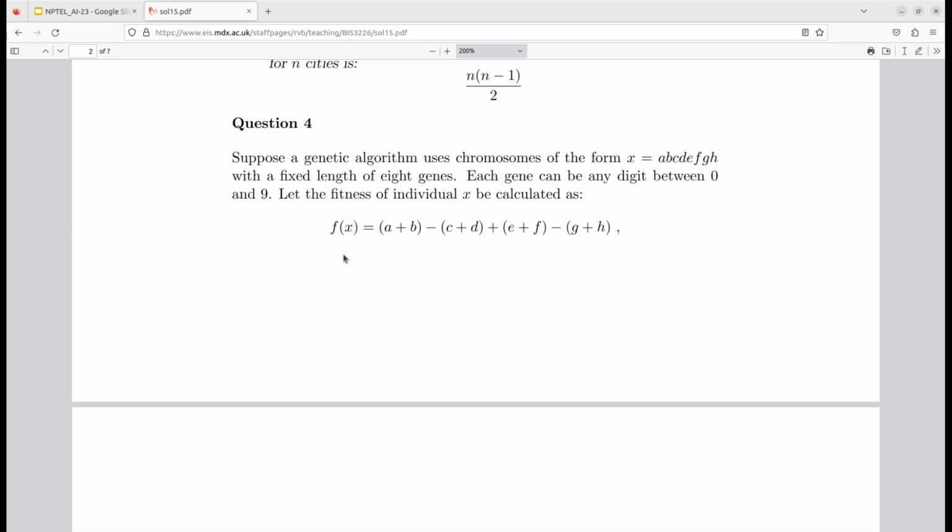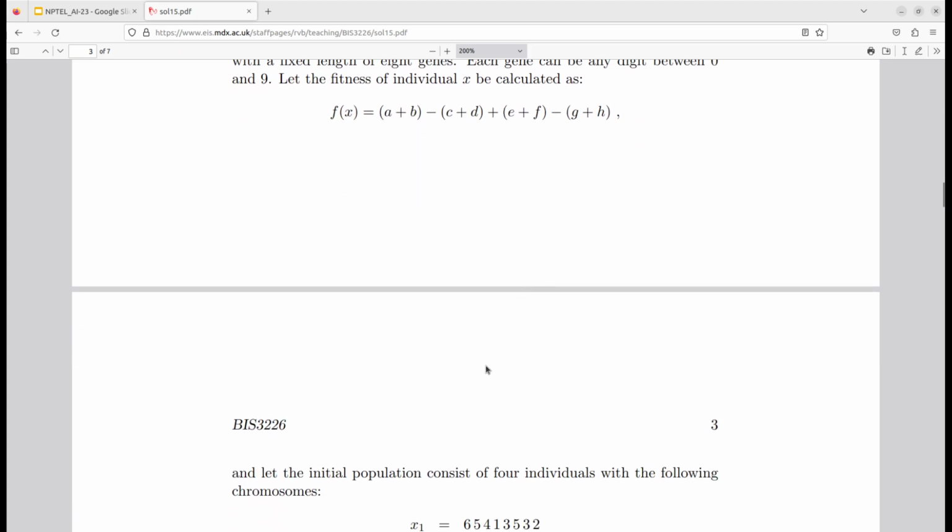So suppose a genetic algorithm uses chromosomes of the form A, B, C, D, E, F, G, H with a fixed length of 8 genes. A, B, C, D are the genes. Each gene can be any digit between 0 and 9. Let's assume the fitness function is defined as A plus B minus C plus D plus E plus F minus G plus H. This is how it is being defined.